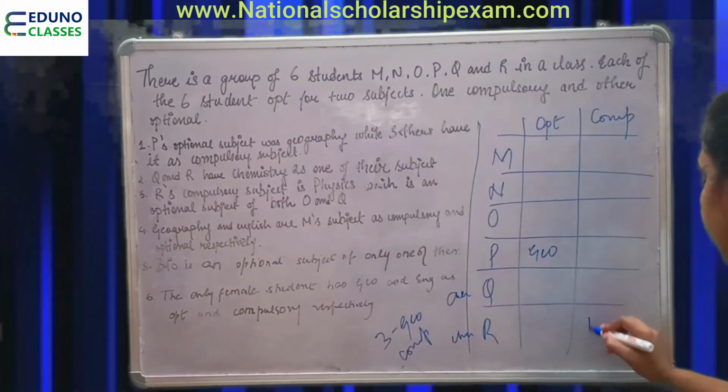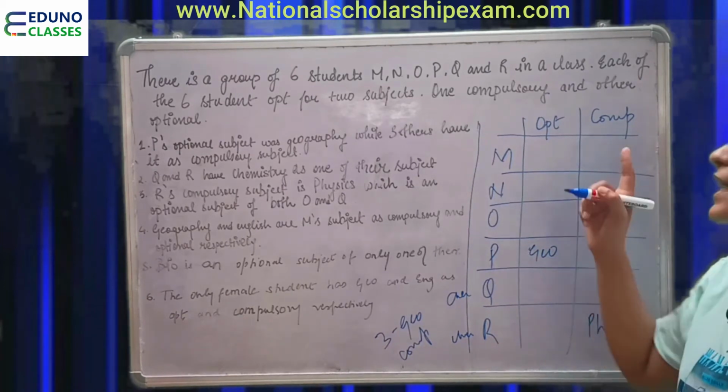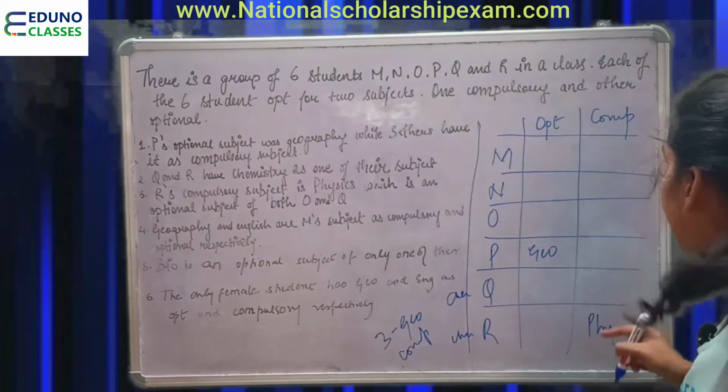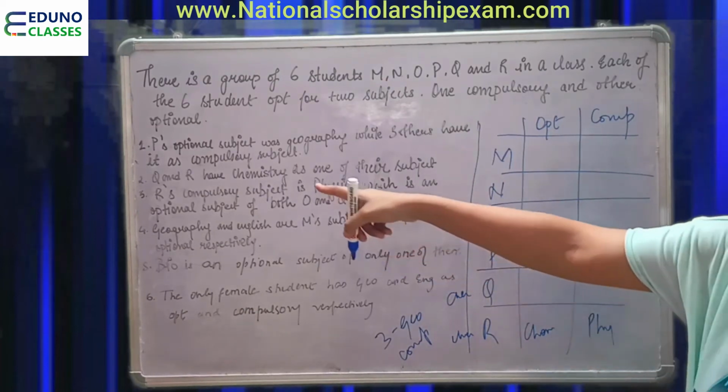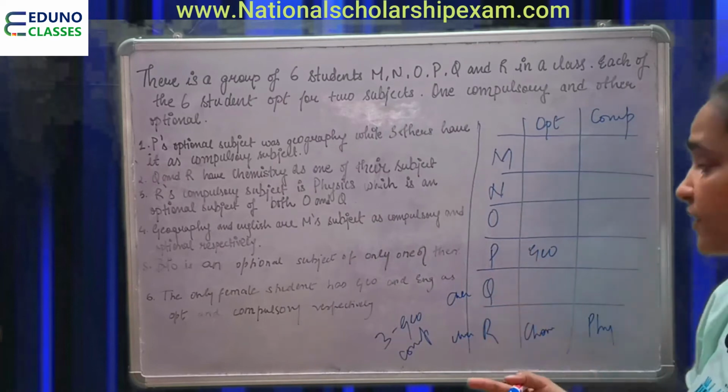Okay. So third specification, R's compulsory subject is physics. So we have written it down. If R has compulsory subject as physics, then chemistry will become its optional subject, because it is said that Q and R have chemistry as one of their subjects.